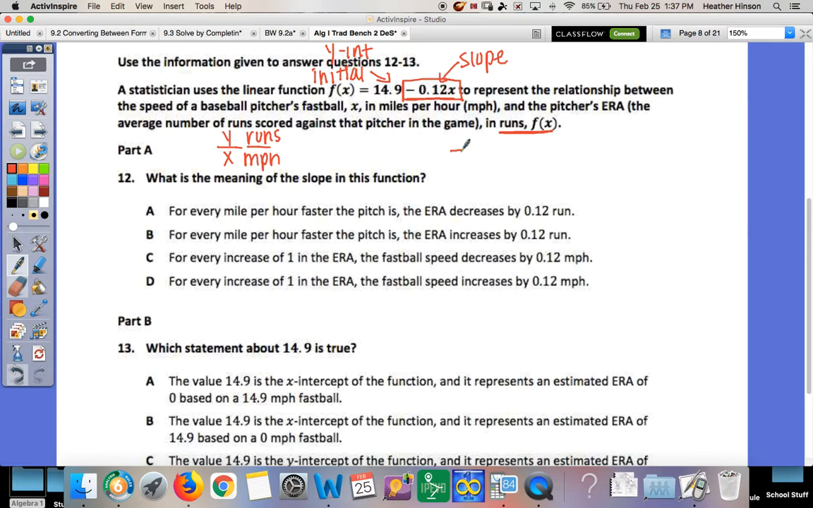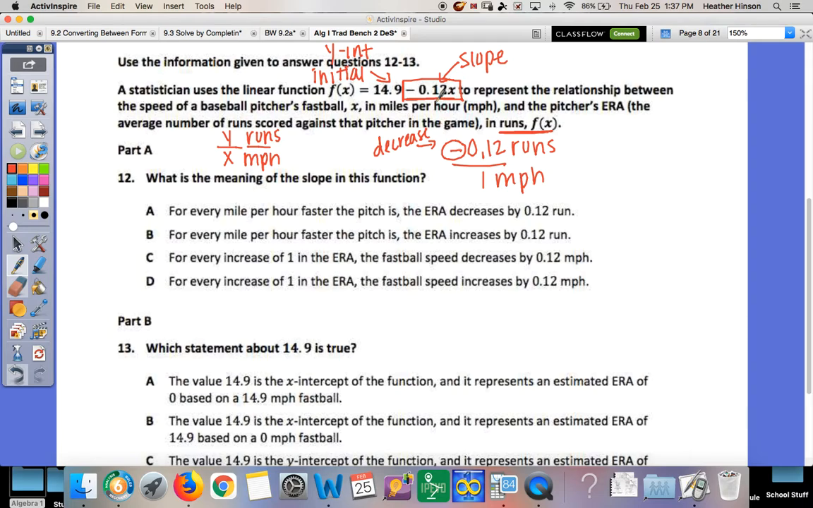So this negative 0.12, to make it a rise over run, we just put it over 1. So your y on top is the runs, and the 1 on the bottom, your x on the bottom, that's your miles per hour. So that negative, what does that tell us? That tells us that it's going down. It's decreasing.